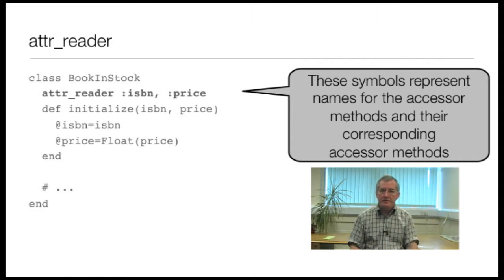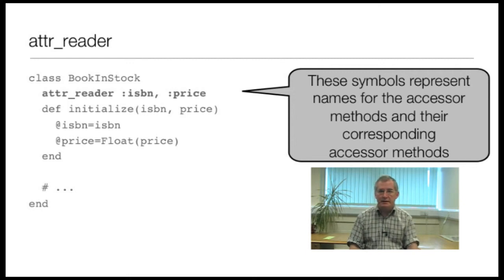By referring to both the name of the accessor method and the name of the instance variable with a symbol, that's a colon, prepending the names in this case. So whenever in Ruby you see a colon followed by some alphanumeric characters, that's a symbol, and that's used to represent a number of things usually.